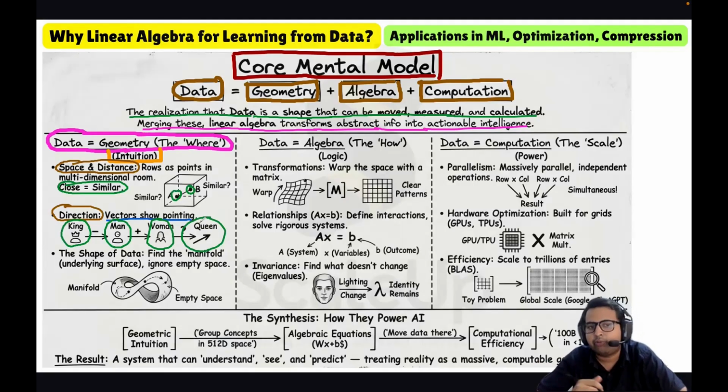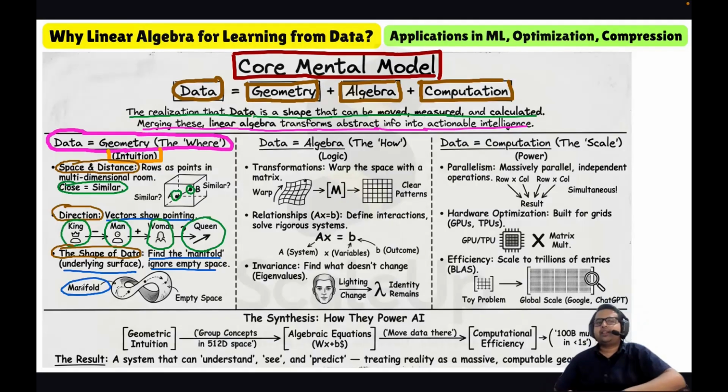Such kinds of operations we can perform if we treat data as a geometry, because data as geometry means we are treating data not just as a list of numbers, but rather as vectors and matrices, the shape of data. We use this geometry to find the manifold, the underlying surface that the data lives on, allowing us to ignore the empty space and focus on the patterns.